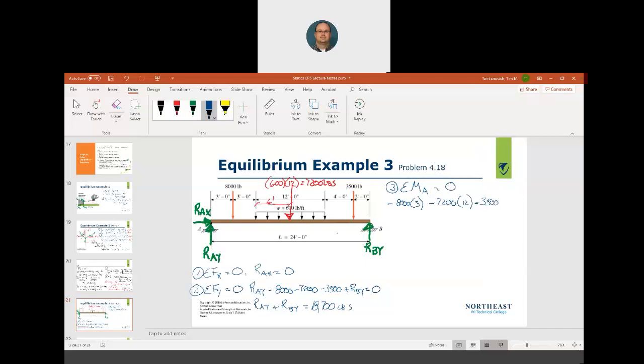Minus 3,500. All right. So we have 6 plus 12 is 18. Plus 4 is 22. Okay. And then RBY is going counterclockwise. So plus RBY times the total length of 24 feet equals 0. Now I can solve for RBY.